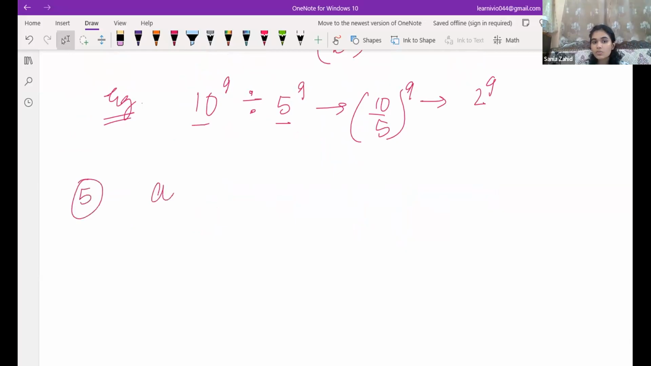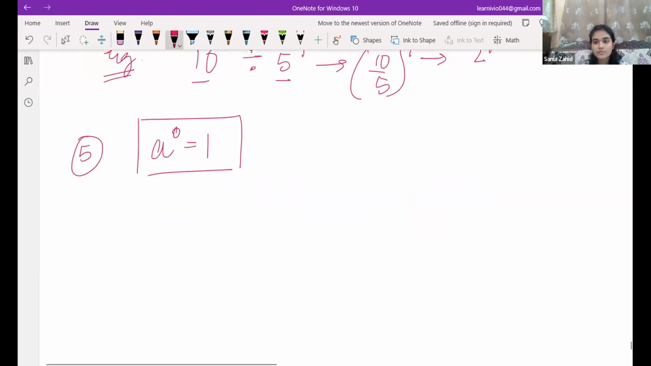The last law is the basic one only. A to the power 0 is 1. That means any number you put the power as 0 is 1. Okay. So these are the 5 laws.